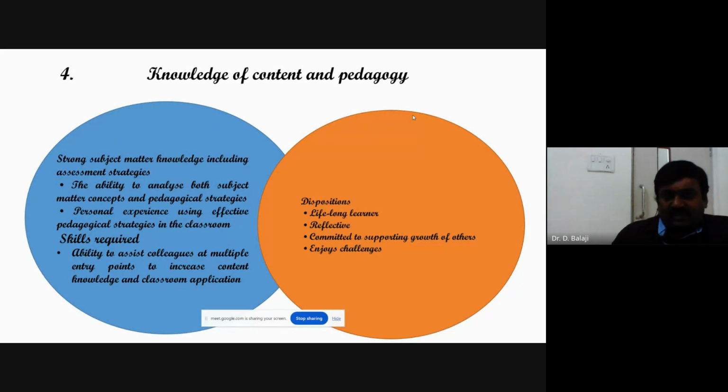Knowledge of content is nothing but this: when you are taking any class, if you are delivering any information to the students or to the teachers, whosoever it may be, you should have the knowledge of the content. You should analyze the subject matter concepts and these strategies. Apart from that, personal experience using effective pedagogy strategies in the classroom, your personal experiences.